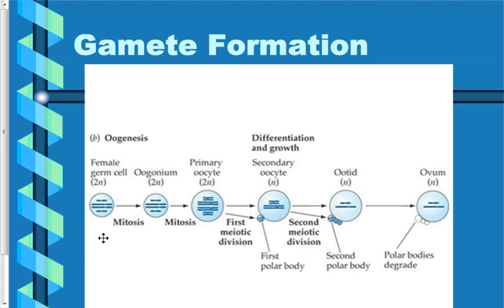Now the words start out the same here. We start with a female germ cell, which is diploid, going through mitosis to become an oogonium, still diploid. That goes through mitosis to become a primary oocyte, still diploid. In the first meiotic division, we get haploid cells, but we don't get 2 secondary oocytes, which we would have expected if you remembered what happened in spermatogenesis. We get 1 secondary oocyte, and we get 1 very, very small cell that's called a polar body.